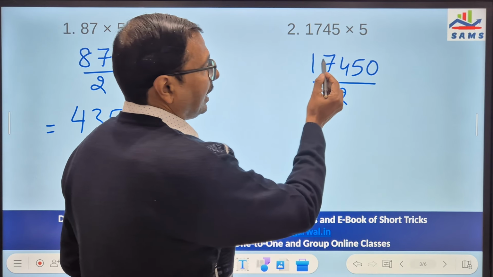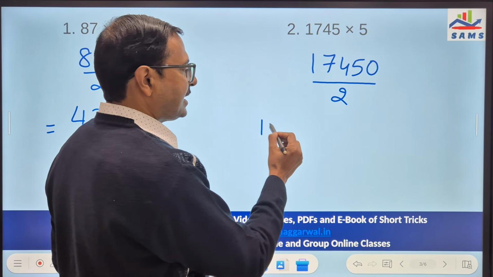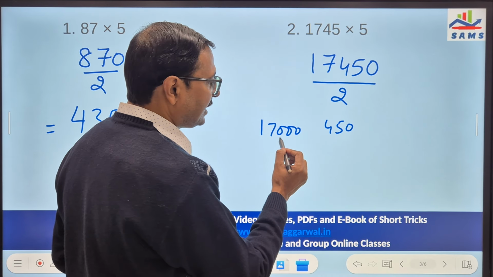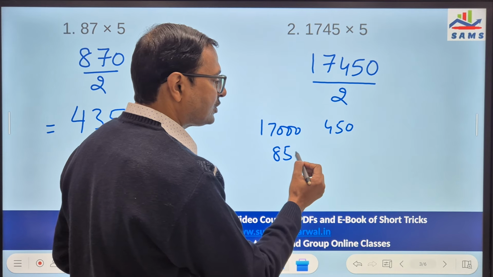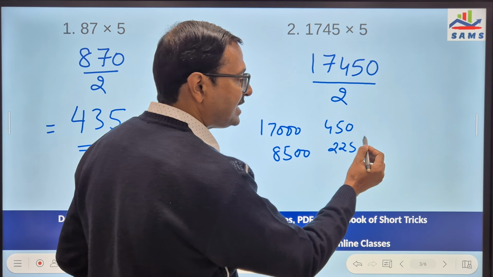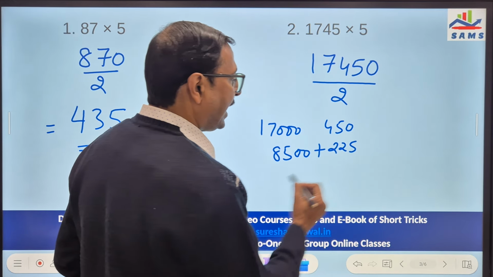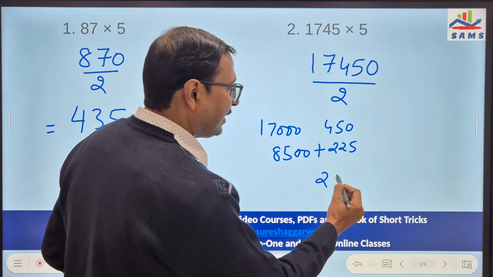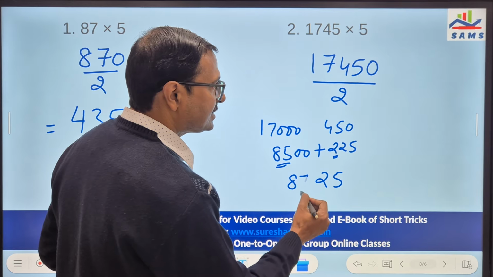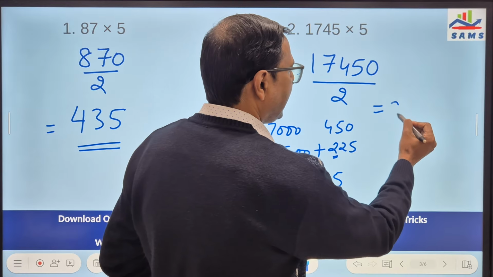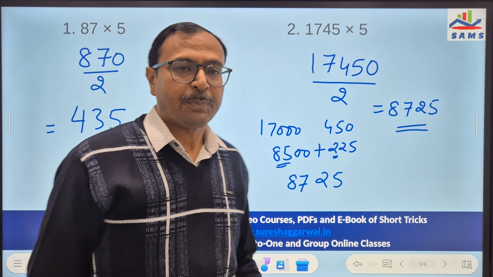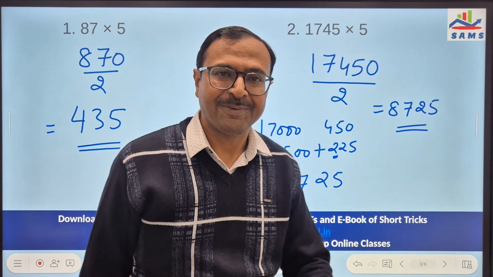For me, I will read this number as 17,450, because taking the half of this is easier for me, 8,500, and taking the half of this number, 225, is easy for me. So when I add them, I get 25 and then 85 plus 2 is 87. So the answer is 8725. So that gives me the product of this number by 5.